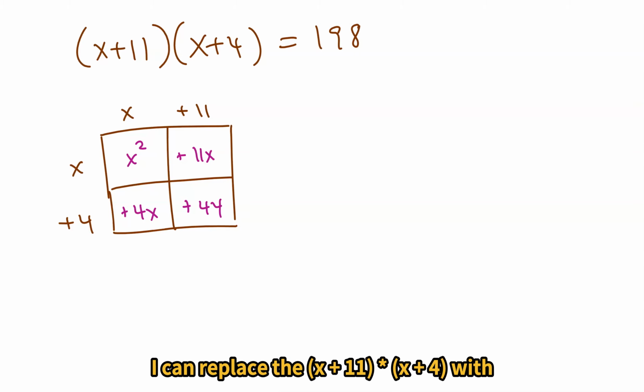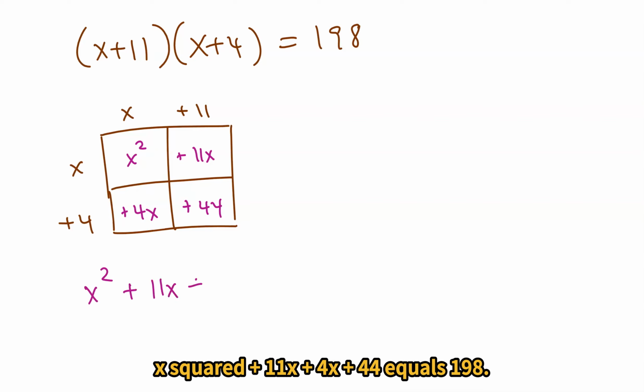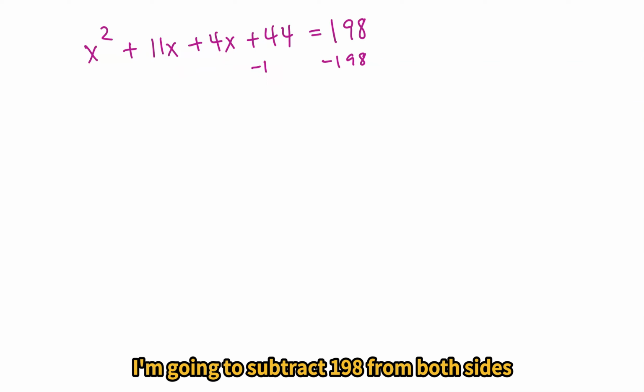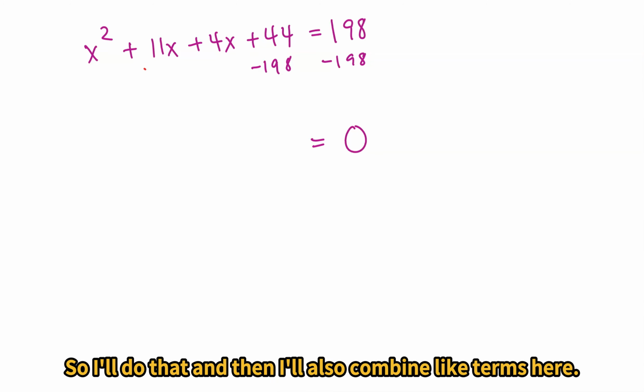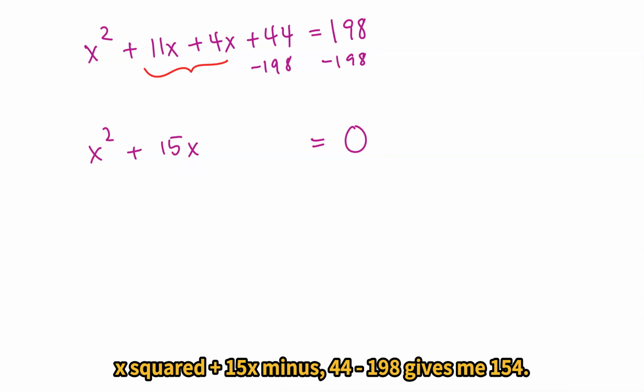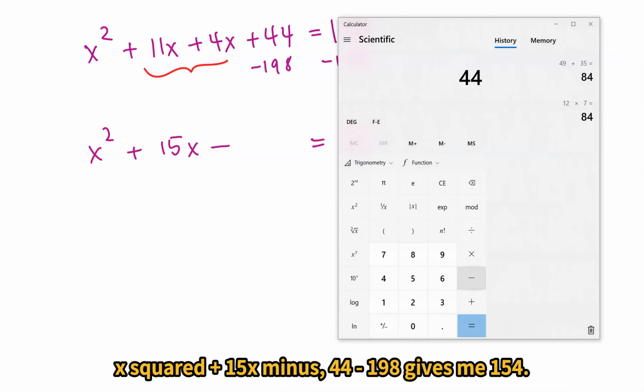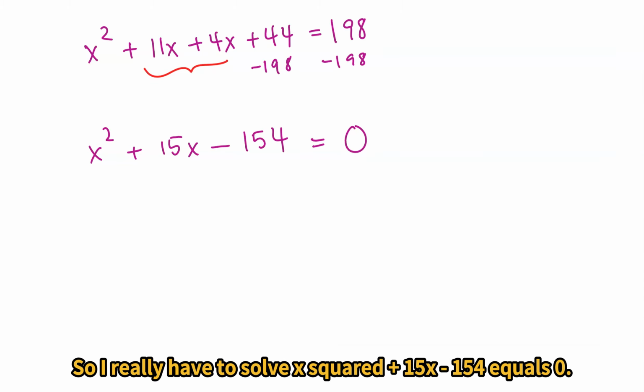So on the left side I can replace the x plus 11 times x plus 4 with x squared plus 11x plus 4x plus 44 equals 198. I'm going to subtract 198 from both sides because I need this equation to equal 0. So I'll do that, and then I'll also combine like terms here. X squared plus 15x minus 44 minus 198 gives me 154. So I really have to solve x squared plus 15x minus 154 equals 0.